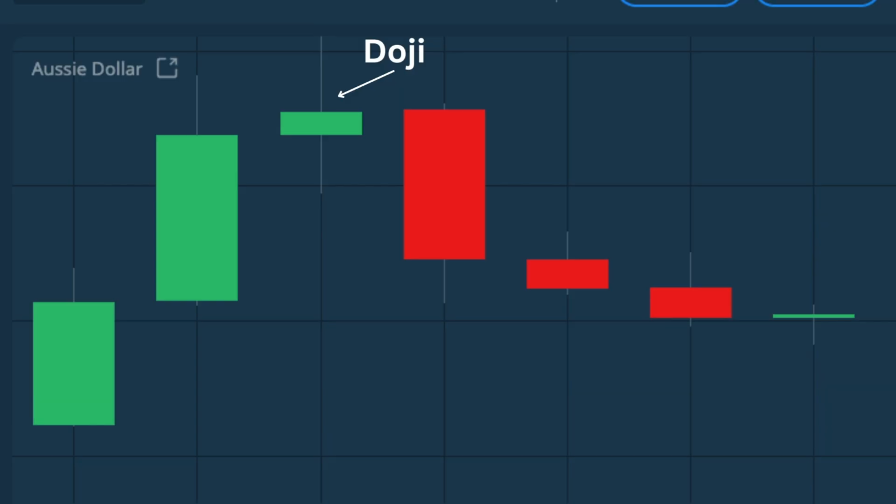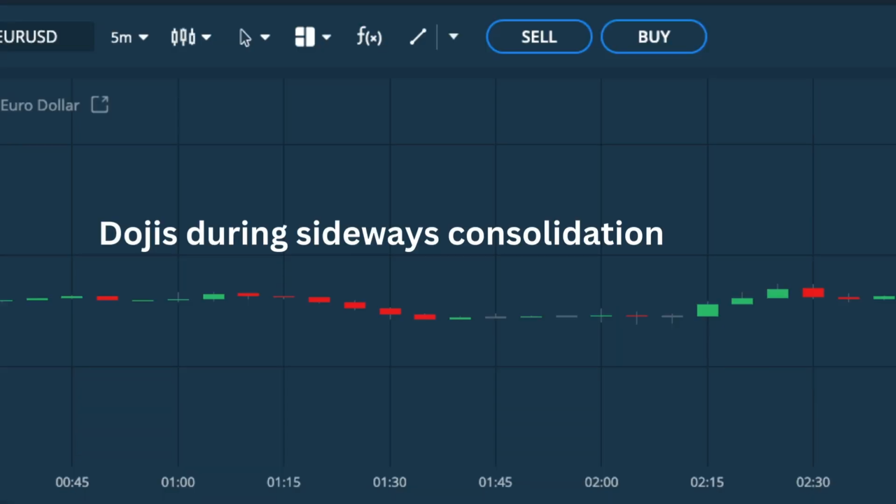When a doji occurs at the top of a strong move of, say, 5 to 10 green candles, this could signal a change in direction of the trend. Dojis that occur during a period of sideways consolidation, however, are less significant because sideways price action already reflects indecision.